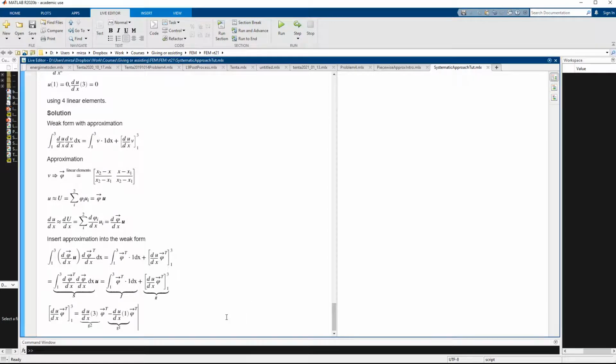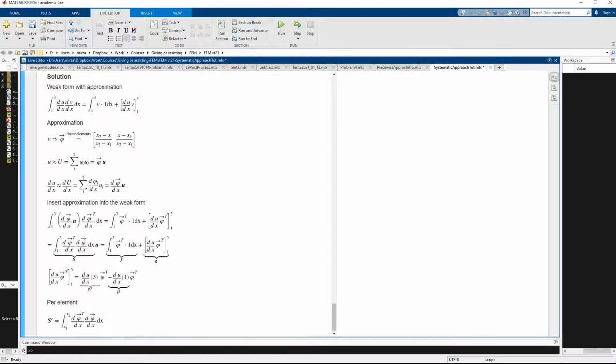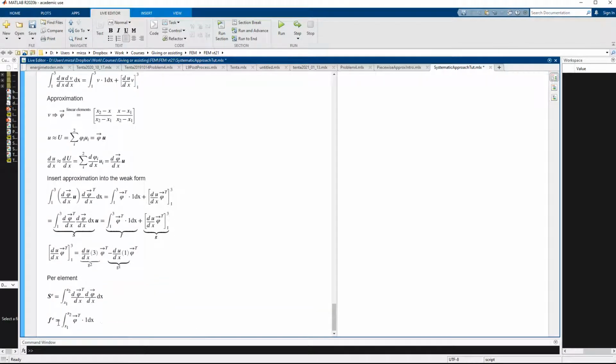So for every element, we have the element stiffness matrix here, which is nothing but this stuff here. It's just that this was in general going from 1 to 3, and now we're in elements. So in each element we have x1 and x2, and we have this guy here, which we need to implement in Matlab. And we have the element load vector here, like so, again going from x1 to x2.